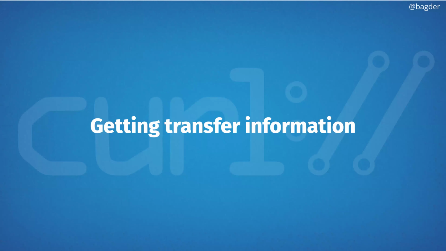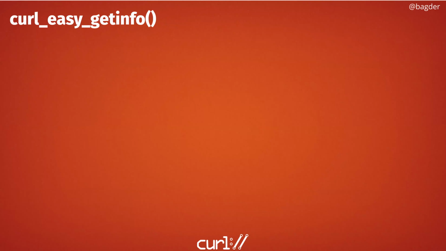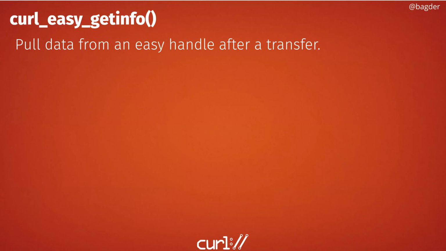And when you've done a transfer, you want to get info back, right? And then you have the curl_easy_getinfo, which asks the curl handle about data that the curl handle has kept from the previous transfer. For example, you can ask which was the final URL you got to when you asked it to follow redirects. For example, I showed you the example before. So which was the last effective URL that you got the transfer from?